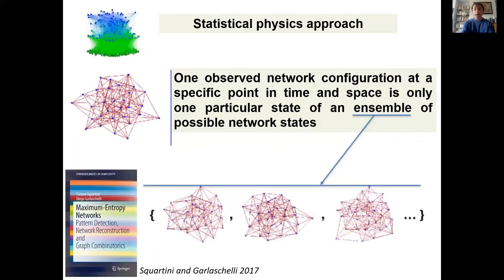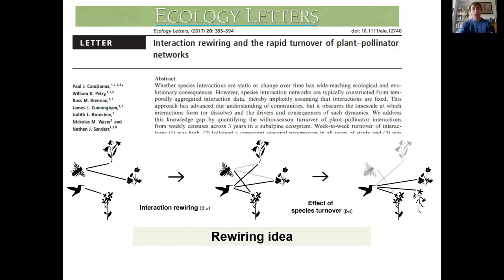Now this idea, which nowadays has become particularly central in the description of any kind of general network, for example, financial networks or social networks, is not new to ecology either. For example, I was just looking into the plant-pollinator literature, which has been particularly active in the field. And this concept is very similar to the concept of rewiring, which for ecology is a bit more usual than the concept of an ensemble of networks.